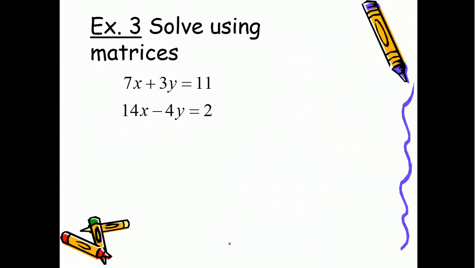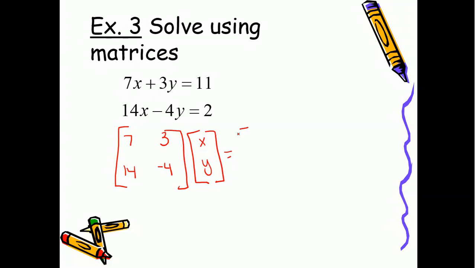Let's try another one. So example 3. I have this wonderful system right here. Let's write out our coefficient matrix. So I got 7, 3, 14, -4. Then I have my x and my y here. And my answer. There we go. So let's find the inverse of A.